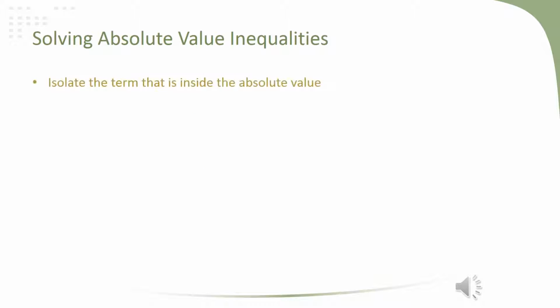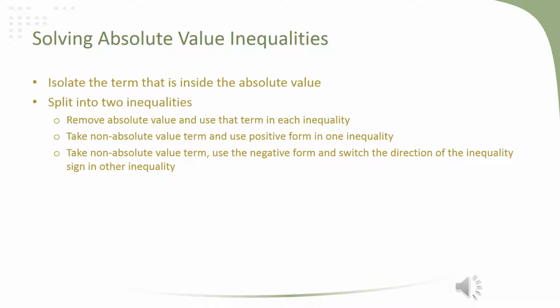Solving absolute value inequalities, again, we start with isolating the term that's inside the absolute value. We're then going to split it into two inequalities. You remove the absolute value and use that term in each of the inequalities. Take the non-absolute value term and use the positive form in one inequality. Use the negative form in the other inequality, but don't forget to switch the direction of the sign, because technically we are multiplying by -1 to get that answer. So we do need to switch the direction of the inequality.